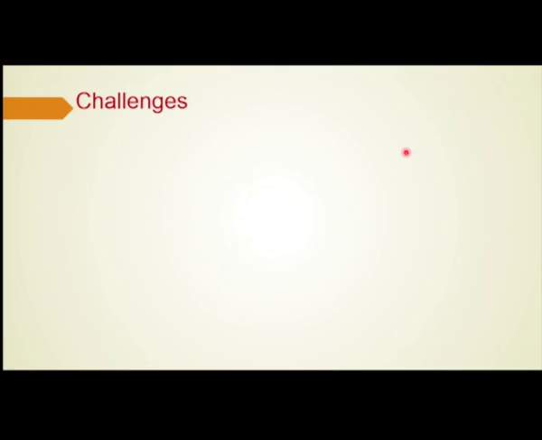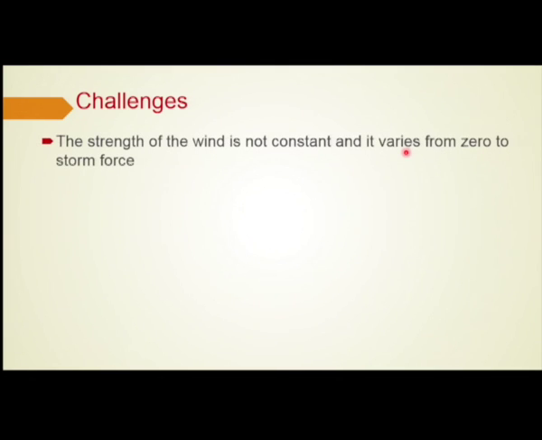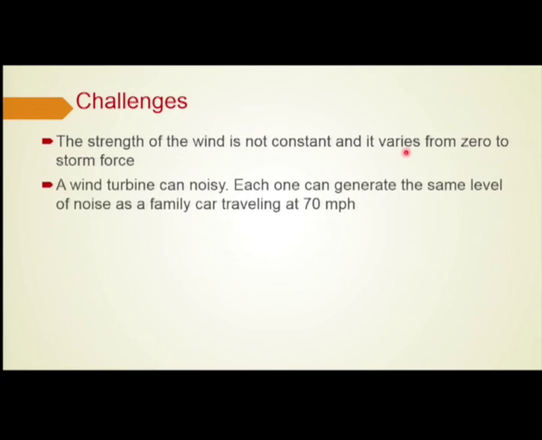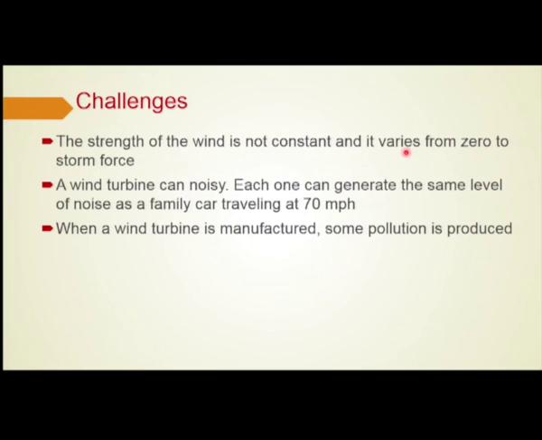So, the challenges in wind turbine design are: the strength of the wind is not constant. The wind may sometimes be almost zero or it can go up to storm force. So, we have to design the blade such that it can face all wind speeds. That is the first challenge. Next one is that it is noisy. Each turbine can produce noise like a family car traveling at 70 miles per hour. It is harmful to birds. And the manufacturing of wind turbine equipment produces pollution. Pollution is produced during the wind turbine manufacturing process.